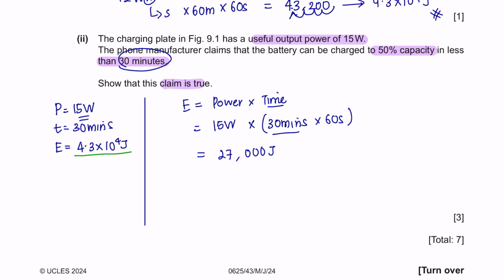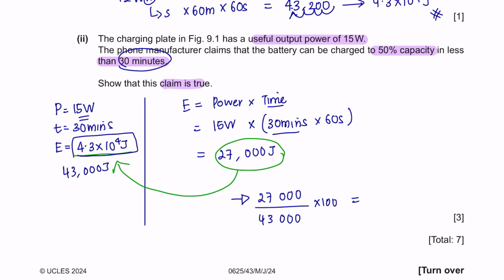And we know that the maximum energy is 4.3 times 10 to the power of 4 joules. So let's find out what percentage 27,000 joules is out of 43,000 joules, which is 62.79%. So this is more than 50%. So this means that yes, you can supply more than 50% in less than 30 minutes.